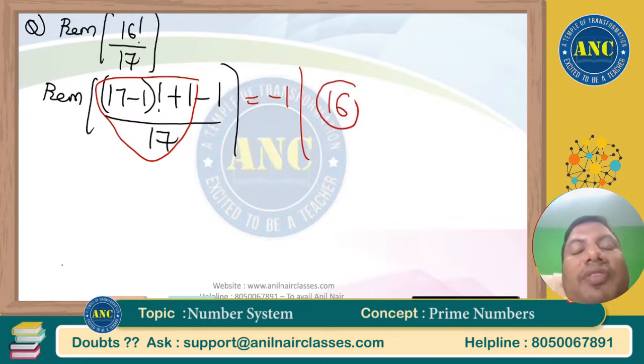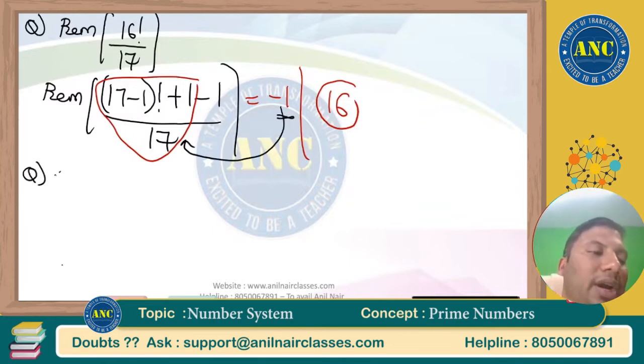(P minus 1) factorial plus 1 when divided by P: the remainder will be 0. 0 minus 1 gives minus 1. If you get a negative remainder, add it with the denominator.